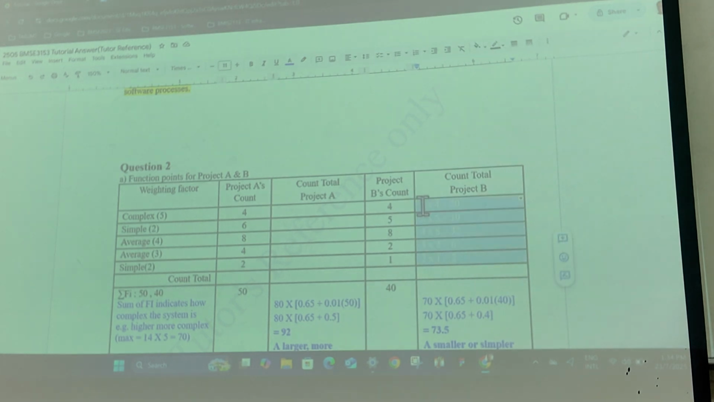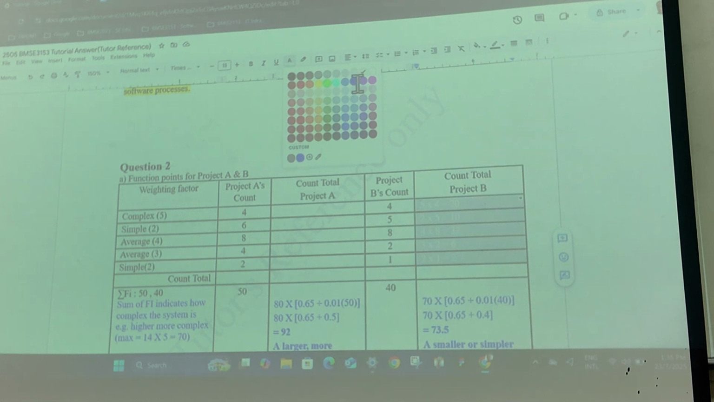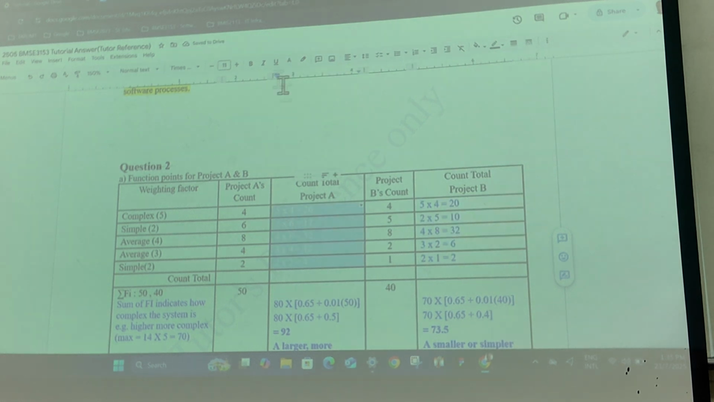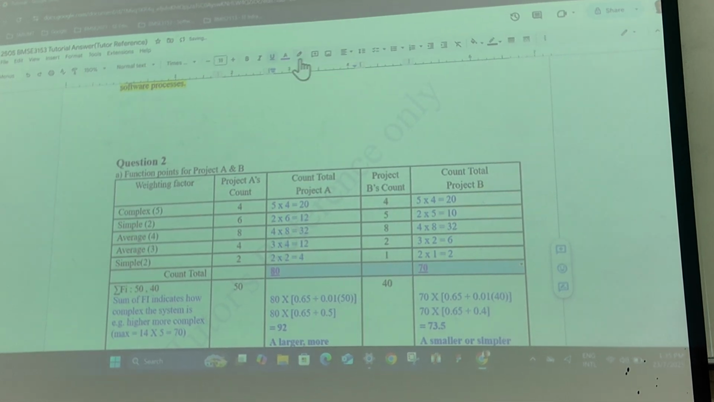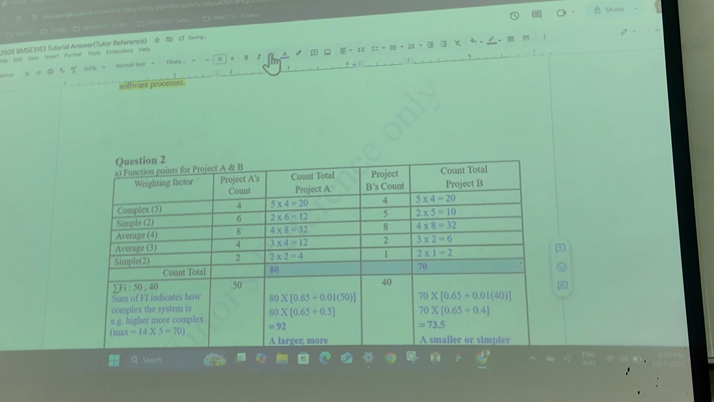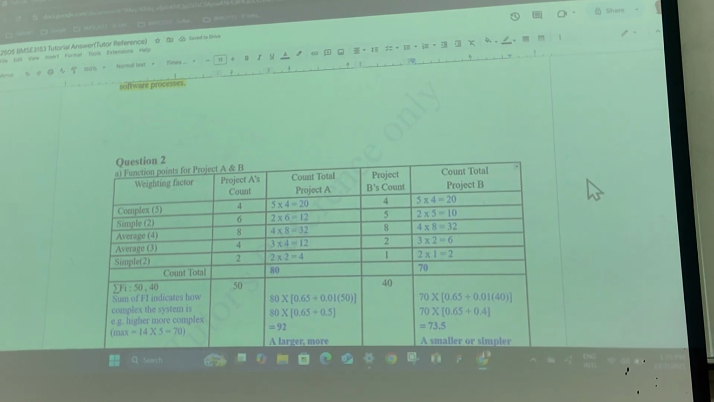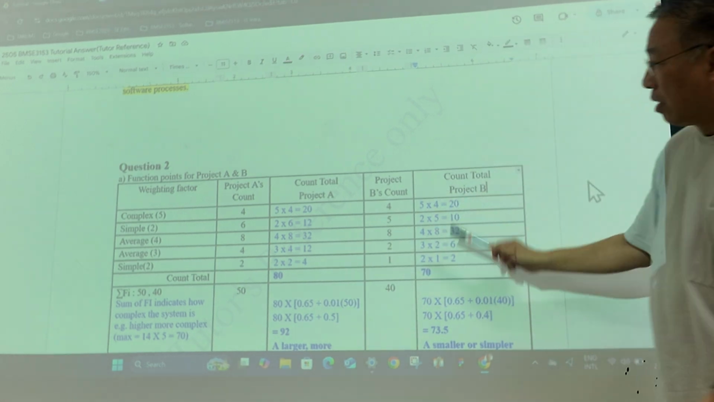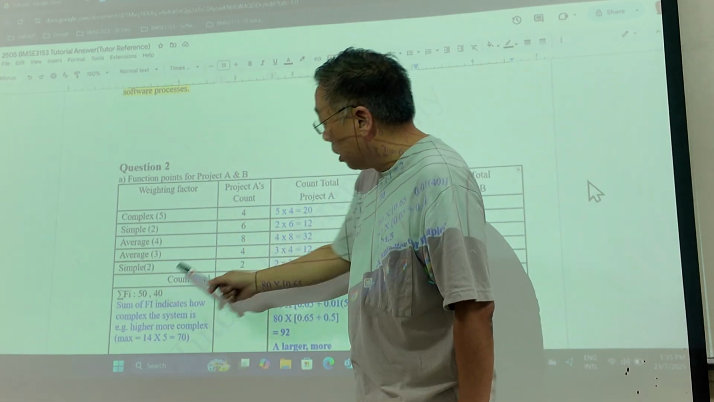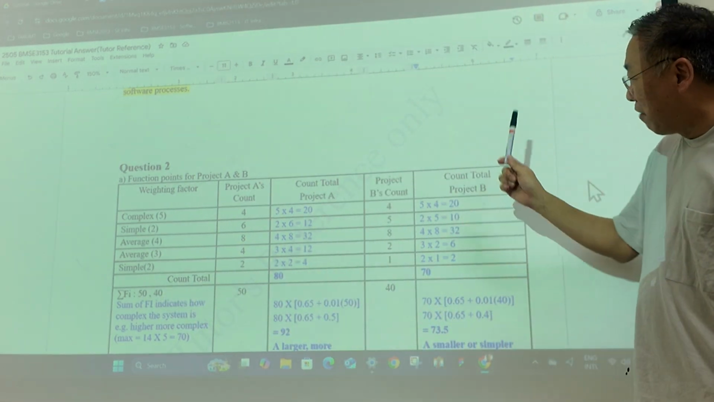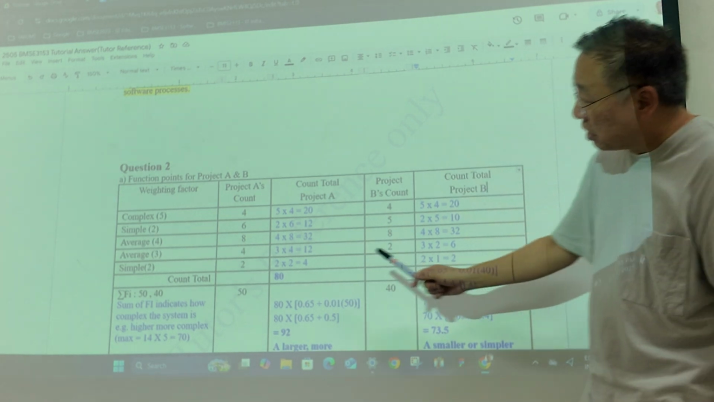So I'm going to quickly highlight it again. Then you sum them up and you get the total count based on the function point. Okay, so you get 80 and 70 when you total all that up. Then remember in the question, they gave us the variable: sum of Fi for project A is 50, and sum of Fi for project B is 40.